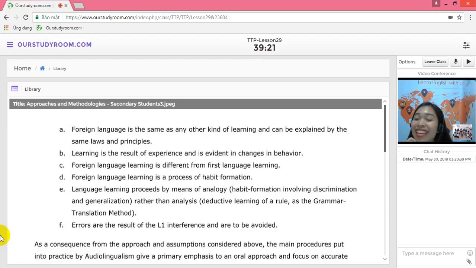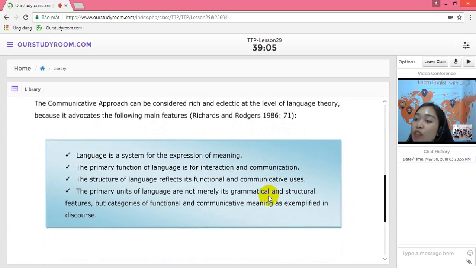Yes, correct. It's an expression of the things we want to say, especially our thoughts. So language is a system for the expression of meaning. Of course, without language, we cannot express what we are thinking about or what our ideas are, right? So we are very thankful for language because through language we can express what we want to express.